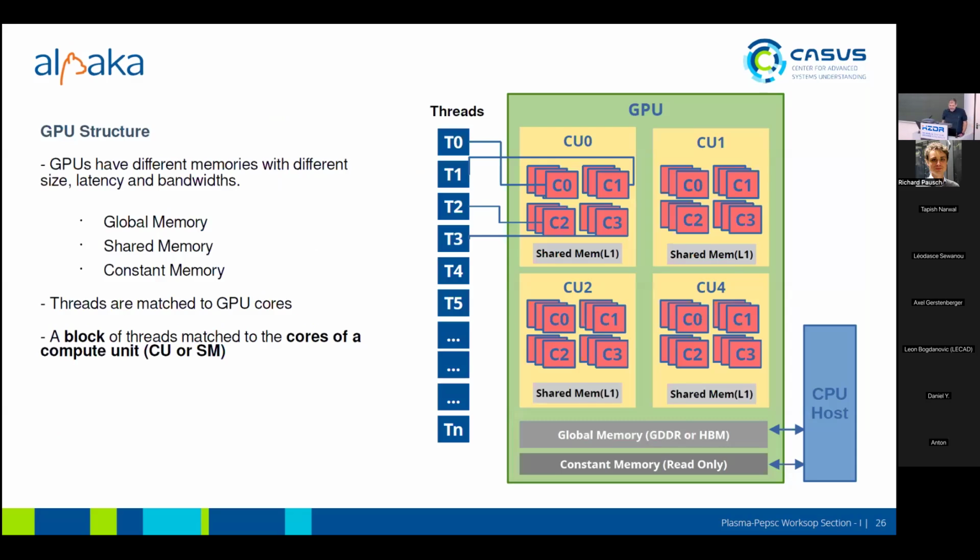Knowing GPU structure is also useful in parallel programming. GPUs have different memories with different size, latency, and bandwidth: global memory, shared memory, constant memory. For example, threads are matched to GPU cores. That is important, and a block of threads is matched to the cores of a compute unit or CPU in parallel programs.